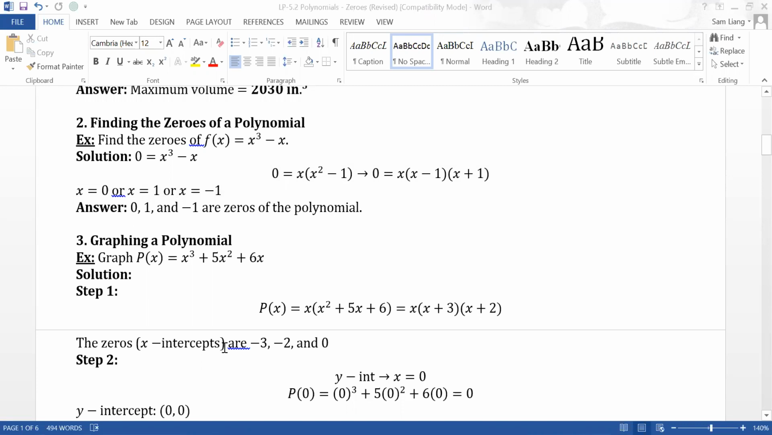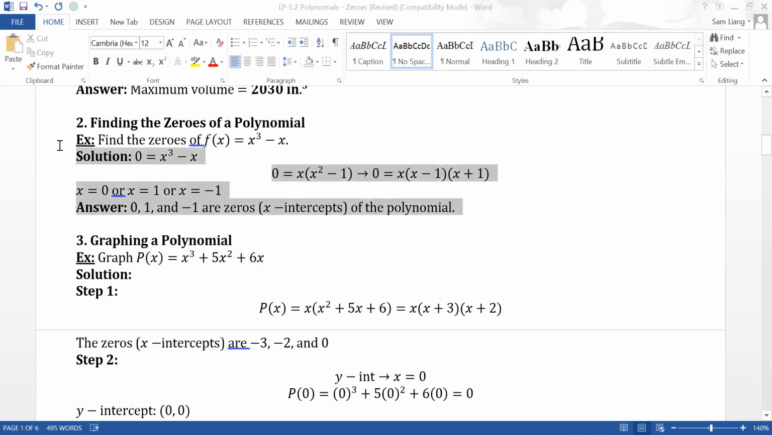Okay, so let me make that extra clear. So again, zeros is just another way to say x-intercepts. All right, so make sure you have that in your notes, and then we'll move on to the next question.